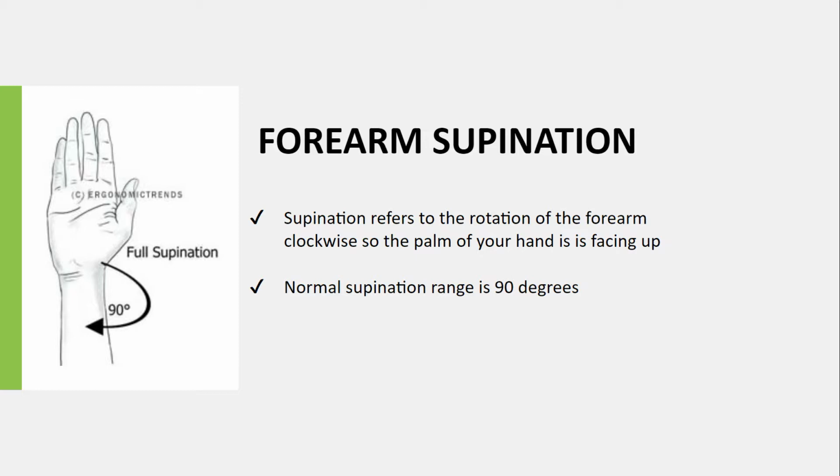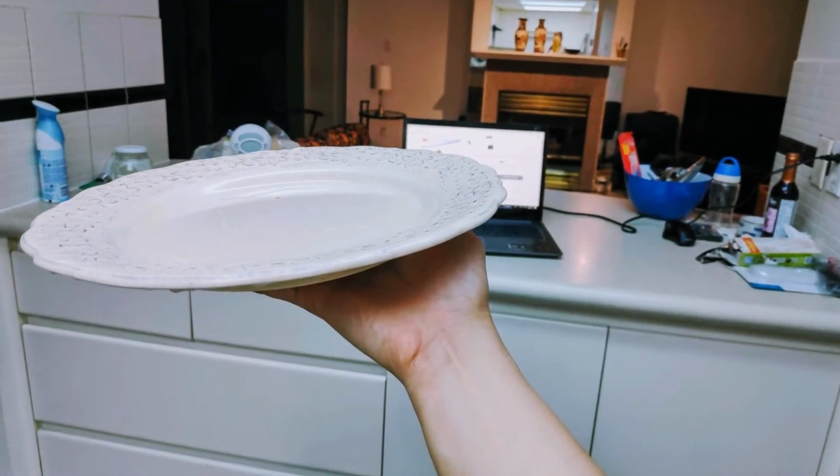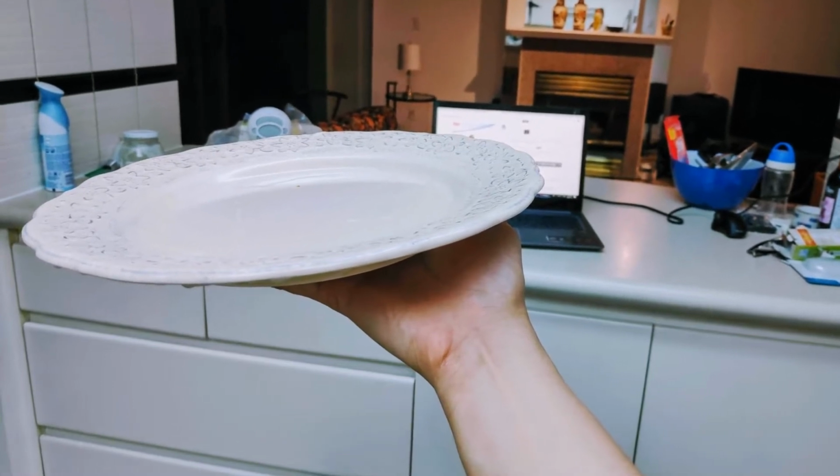The opposite of pronation, forearm supination, refers to the rotation of the forearm clockwise so the palm of your hands is facing upwards. When you're holding a plate or tray from the bottom, you are performing a forearm supination.